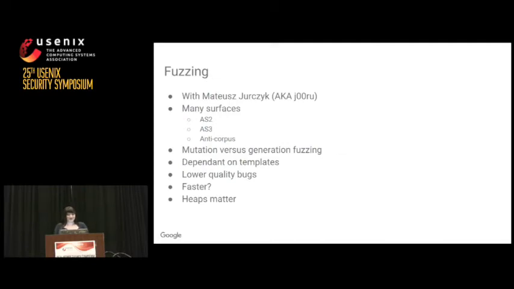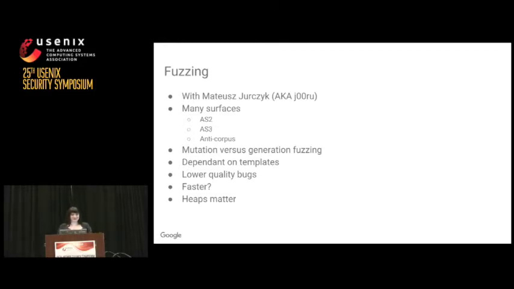Another way that I found bugs is with fuzzing, and I do this with my colleague Mateus. And we've done a few surfaces. We try and do the three main ones, which is Actionscript II, Actionscript III, and the Anticorpus. And we've only ever done mutation fuzzing. So basically, we scan the web for every Swift file ever that has existed, and then mutate them, change bits and bytes, and feed them through the Flash player, and then see when it crashes.